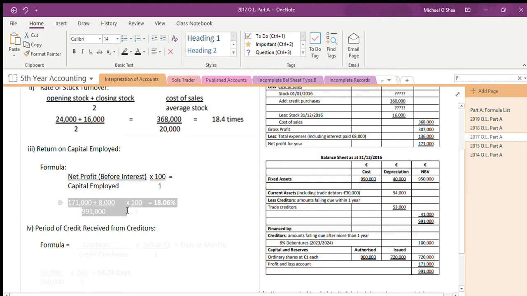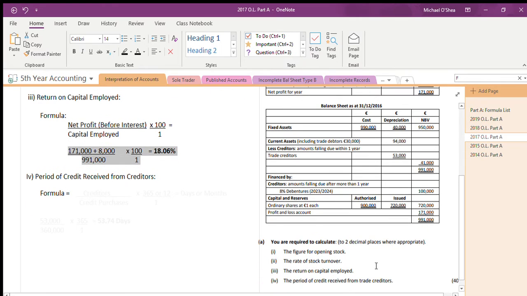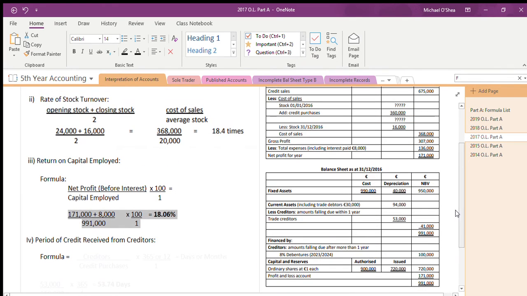That's your capital employed. So 171,000 plus 8,000 divided by 991,000, multiplied by 100 over 1, is 18.06. Again, to 2 decimal places, and it's a percent. Very important. Do not forget the units.